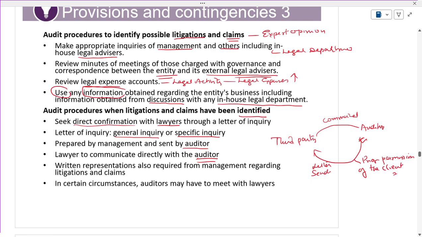In the end, we have to take written representation from the management regarding any litigation. It's not a small issue, it's a big issue. If there are any legal cases, you have to take them in writing. In certain circumstances, if there is a possibility, the auditors can meet the lawyers also.